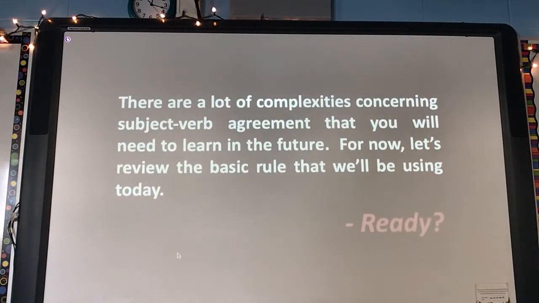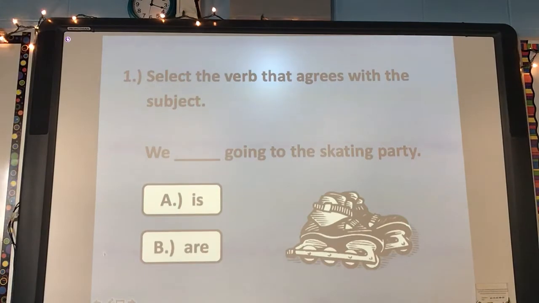You guys are going to learn, as you get into middle school, there's a lot more complex rules with this. But right now, for 5th grade, we're just going to learn the basics. So let's do some examples together. You show me on your finger a 1 for A or a 2 for B. So we, and say them out loud.